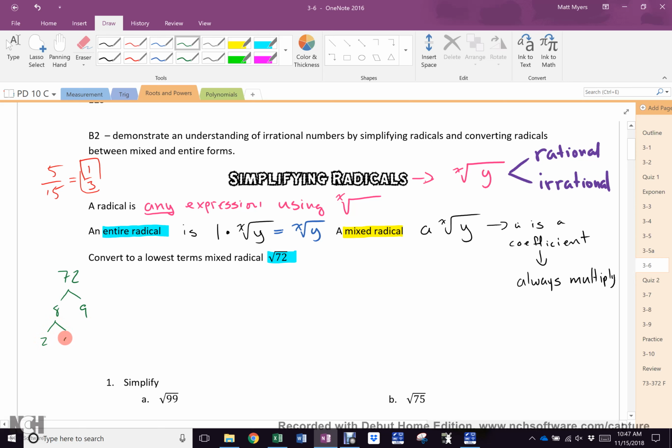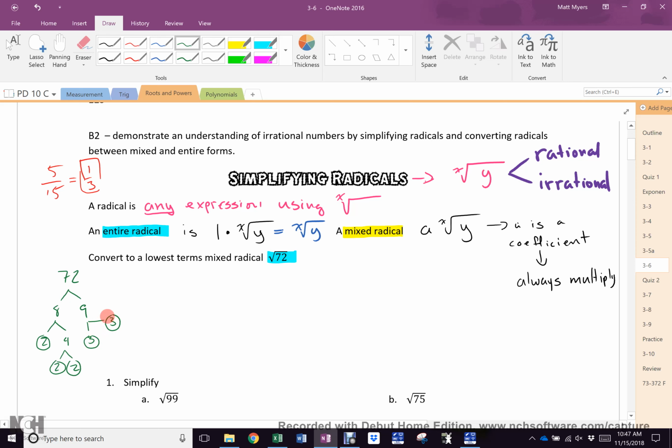8 is 2 and 4. Can I stop at either one of those? Only at 2, because 2 is what? A prime number. So I break down 4 again, 2 and 2. 9, 3 and 3, and that stops.